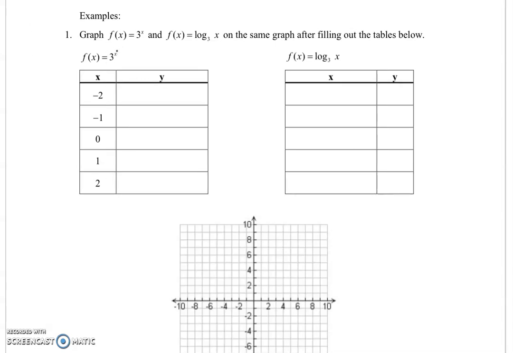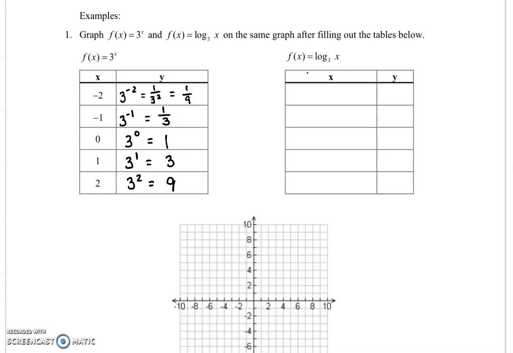So if we're graphing 3 to the x and x is -2, that's 3 to the -2, or 1 over 3 squared, using the rules of negative exponents, which is 1/9. If we put -1 in, we get 3 to the -1, which is 1 over 3. If we put 0 in, remember anything to the 0 power is 1. If we put 1 in for x, we get 3 out for y. And if we put 2 in for x, we get 9 out for y.